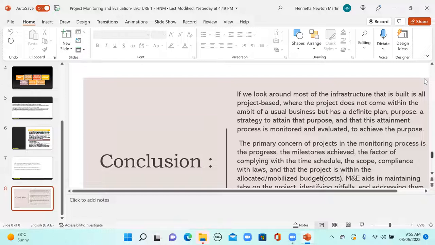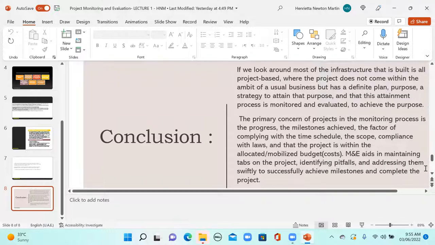But the primary concern of projects, I would really dwell on this aspect, the primary concern of projects in the monitoring process is the progress, the milestones achieved, the factor of complying with the time schedule, the scope, compliance with the laws. I want you to remember this part.